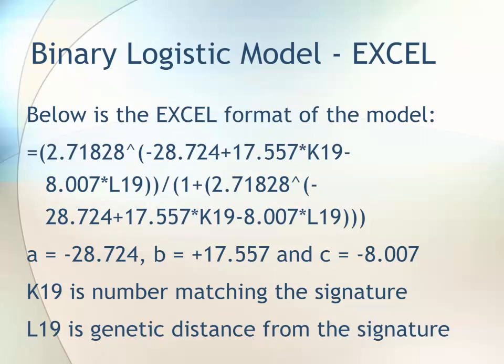All you have to do is take this particular macro, copy and paste it out of the spreadsheet, out of this presentation, or hand key it in, and boom, if you have your signature and genetic distance, this is the formula for L226. But you do have to have the signature and genetic distance in cells K19 and L19.